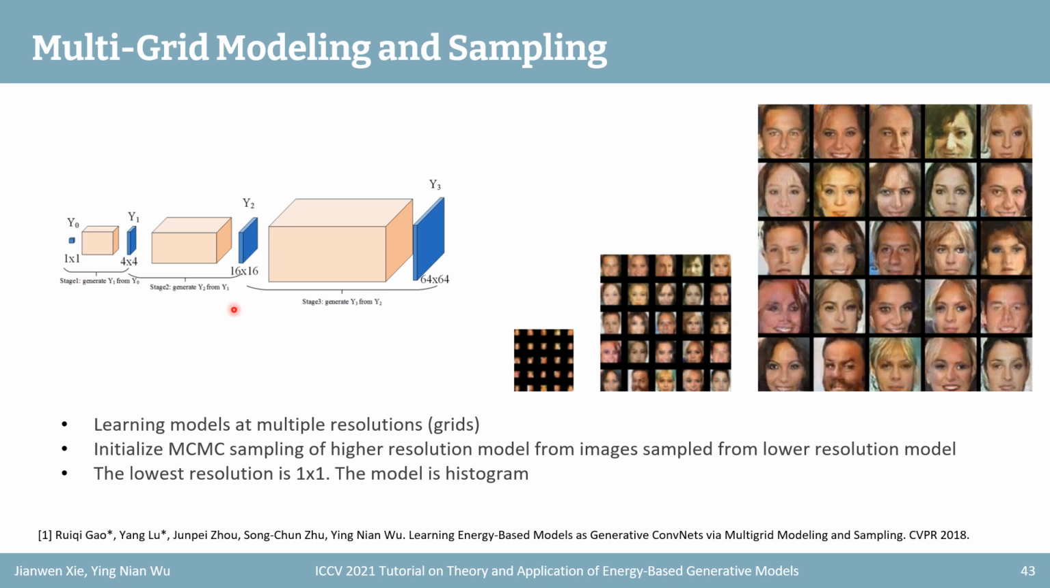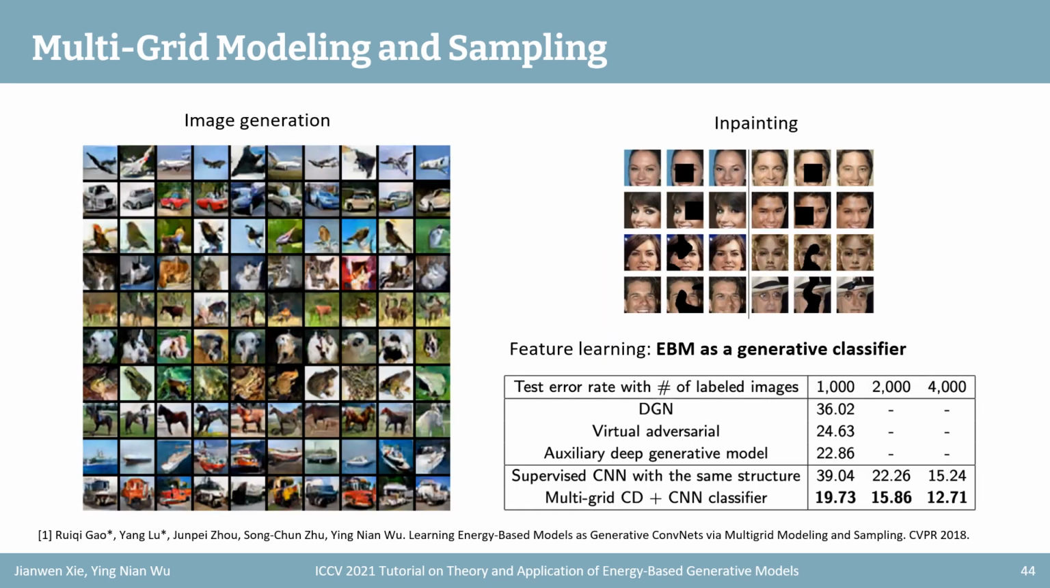So the sampling process starts from this 1 by 1, the lowest resolution, and then we keep using finite-step MCMC to sample the current resolution, initializing from the previous resolution. This way, we generate images at multiple resolutions and multiple grids. And then we can learn the models at multiple grids. This shows you some examples where we generate face images at bigger and bigger resolution. This slide shows some examples.